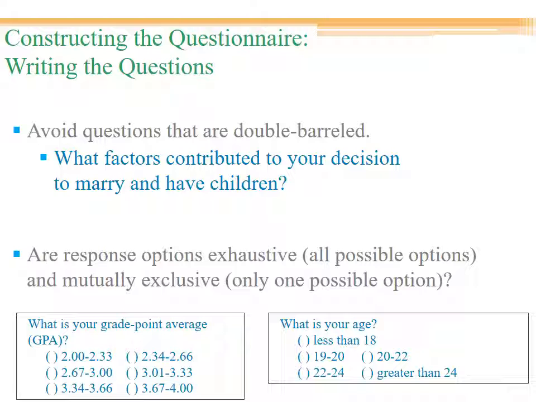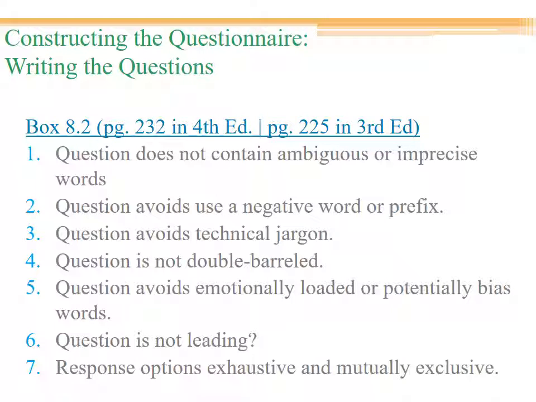The one on the left is not exhaustive, since it does not offer options below 2 for the GPA. And the one on the right is not mutually exclusive because there is an overlap between the ages. For example, what would a 25-year-old choose? To review, as you write questions, make sure you follow each of these criteria. Sometimes you won't be able to, but it's important to use this as a guide as you design your questions.